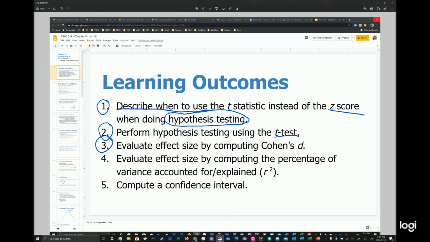We also want to find other ways of measuring effect size for this chapter, and one of these would involve the percentage of variance accounted for or explained. That is noted with the notation of r squared. And finally, we want to begin learning how to compute a confidence interval. We'll go into what that means as well.